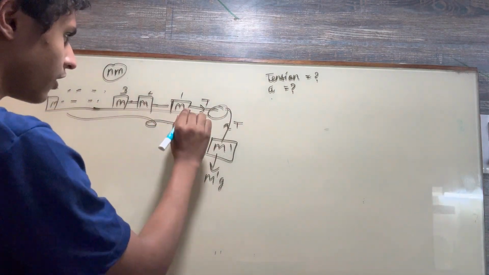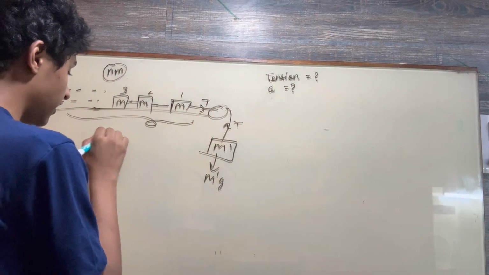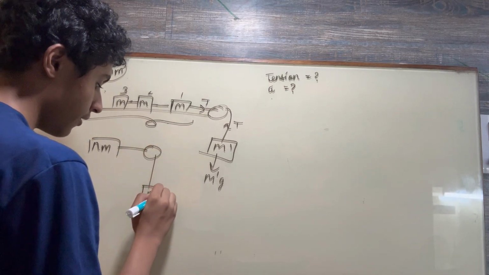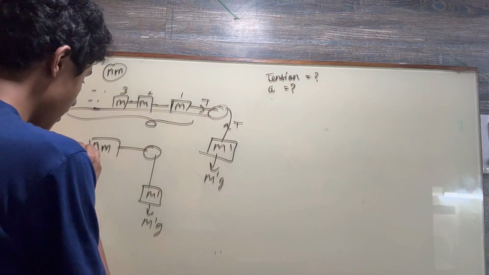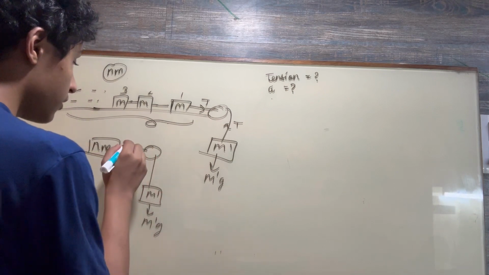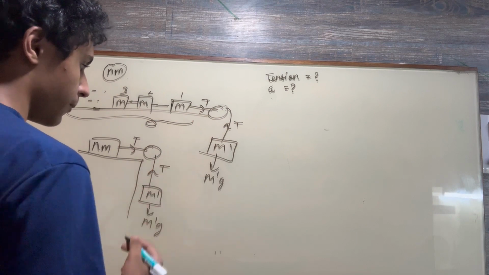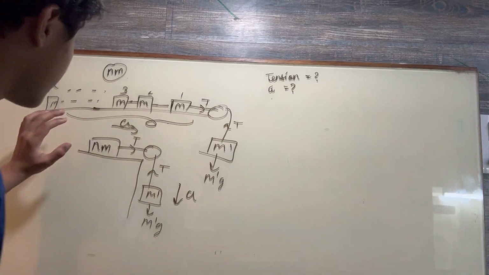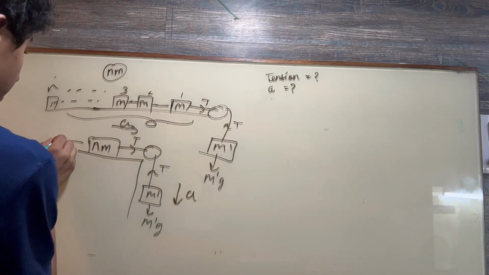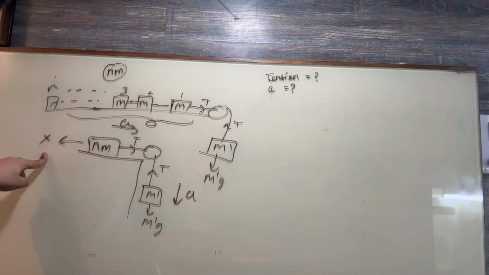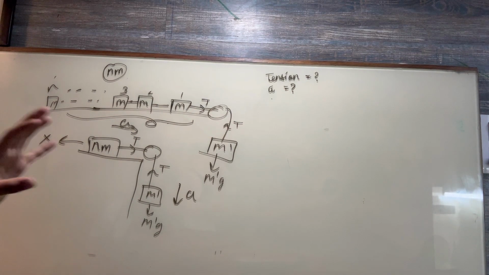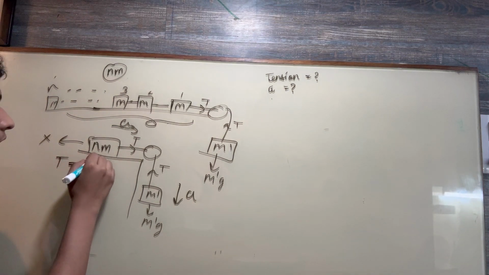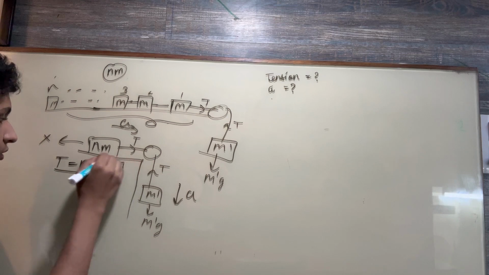So instead of getting confused, we will just take this weight as nm, redraw our diagram, have our m dash here with m dash g, and have this connected like this. Tension will remain the same. Here acceleration will be downwards, in this direction. But for F net here, there is no force in this direction. So here tension will be equal to nma.